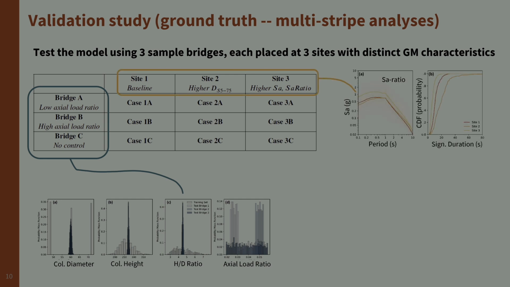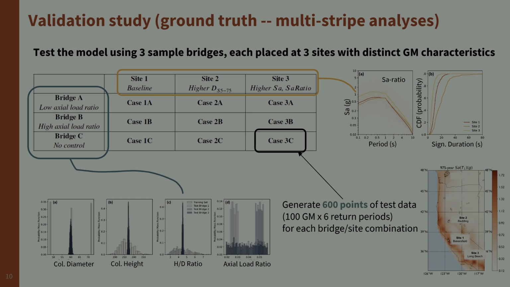And then we subject these to different suites of ground motions. Here we use a multi-stripe analysis characterizing the hazard at 3 specific sites that have different ground motion duration and different spectral shape. And then for each of those, through this multi-stripe analysis, we develop another set of 600 data points per bridge, which is like the ground truth that we'll use for this validation exercise.